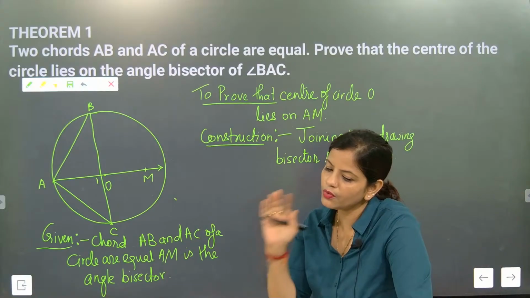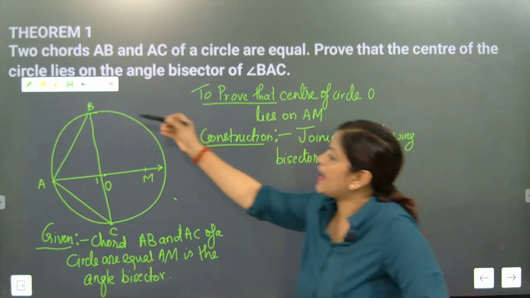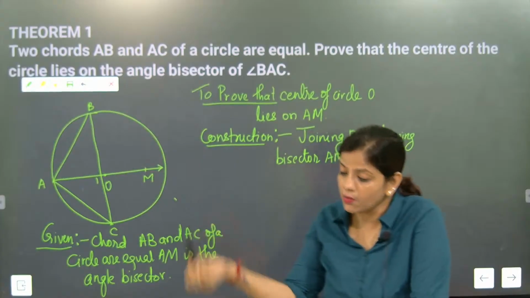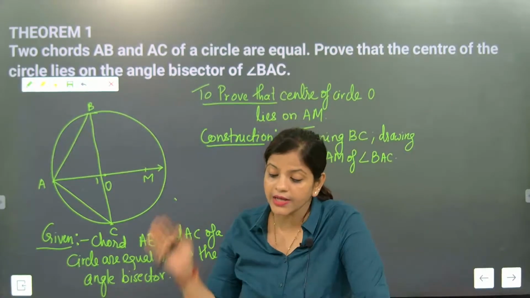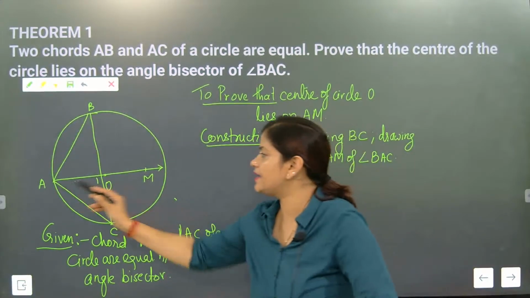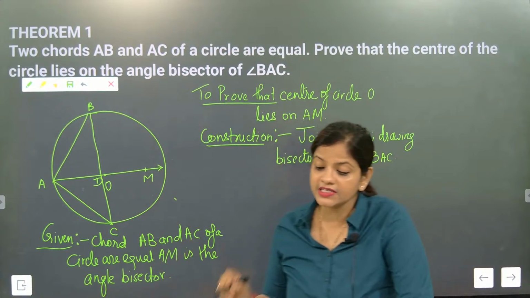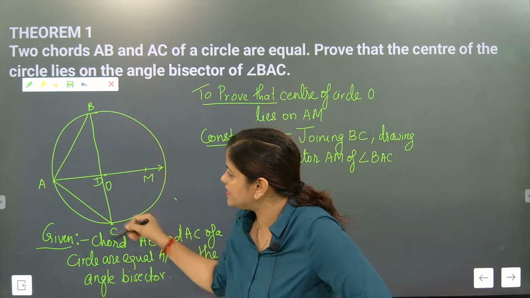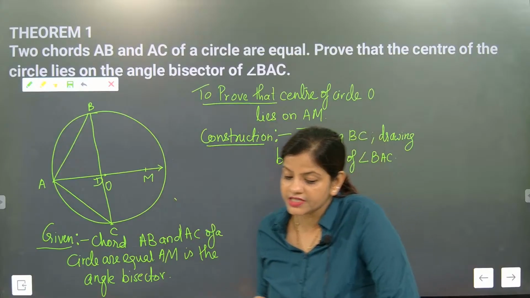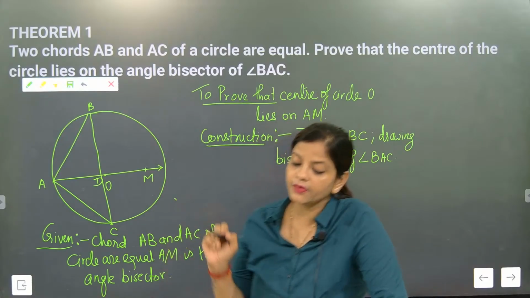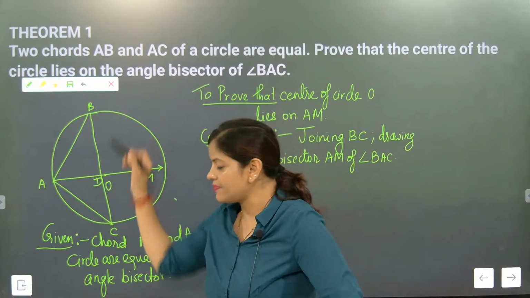In construction only one thing you did beta, you added B and C, and then you drew this line. Okay, now let's take this point as D. The D point is the contact point between BC and AM.